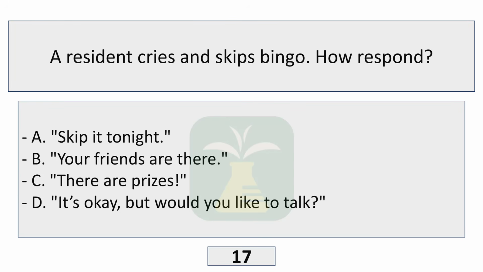A resident cries and skips bingo. How respond? A. Skip it tonight. B. Your friends are there. C. There are prizes. D. It's okay, but would you like to talk? Correct answer. D. It's okay, but would you like to talk? Validate feelings and offer emotional support.